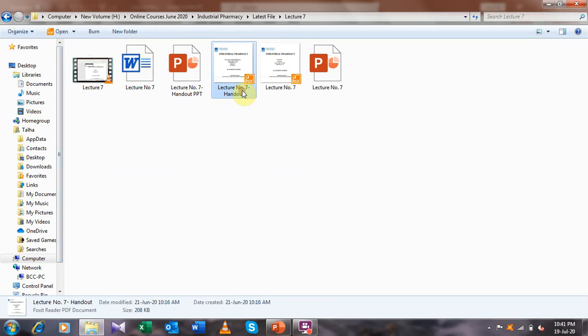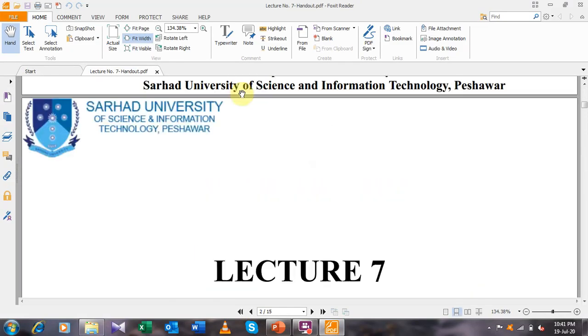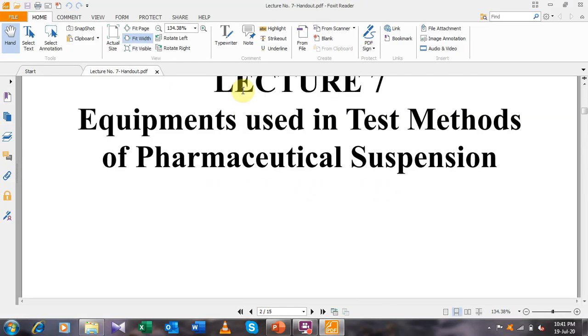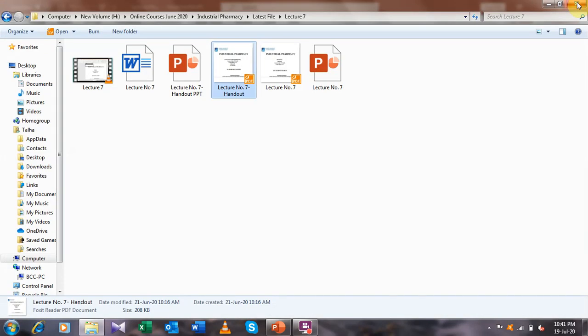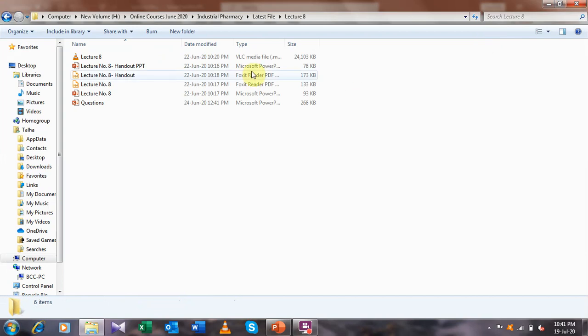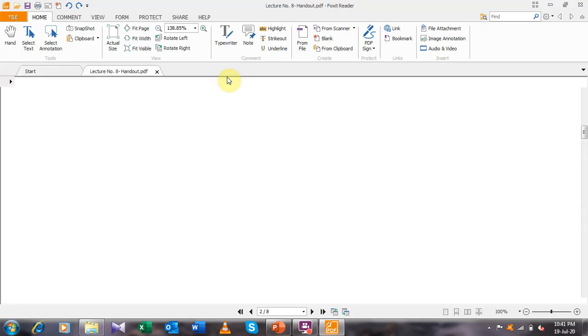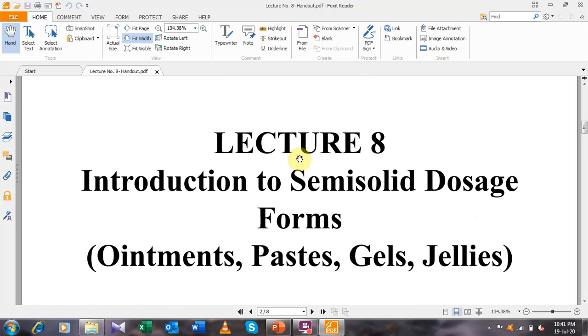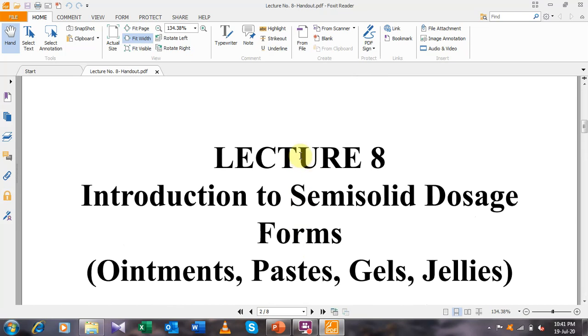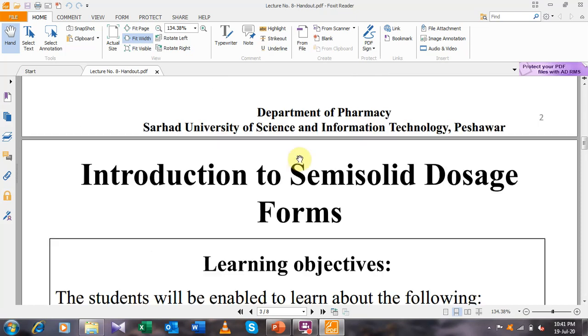In the seventh lecture, we have discussed the various equipment used in test methods or evaluation of pharmaceutical suspension. That was our seventh lecture. In the eighth lecture of this course, we have studied the semi-solid dosage form, an introduction to semi-solid dosage forms, including ointment, paste, gels, and jellies.